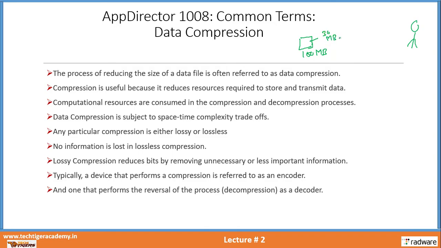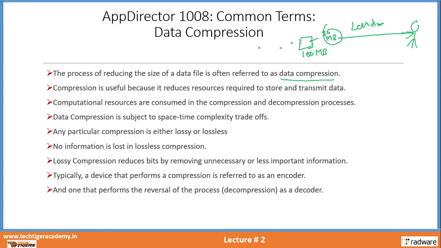so that when I transfer it to him, it will take less time, because now instead of 100, only 30 MB of data will be sent. It will be delivered faster, there will be less delay, there will be less latency. The process of reducing the size of a data file is often referred to as data compression.